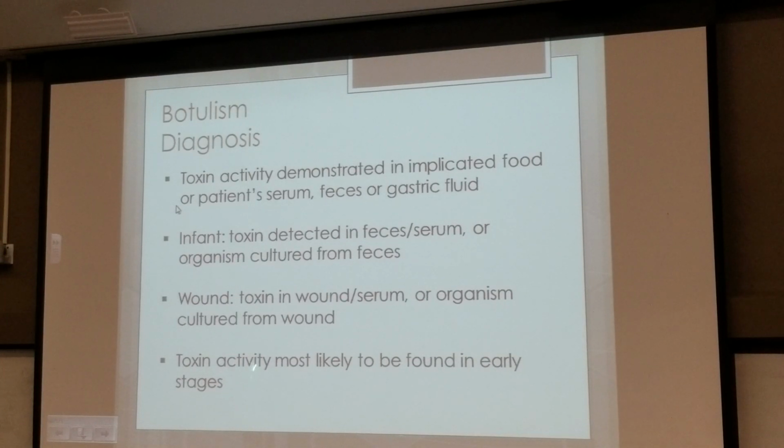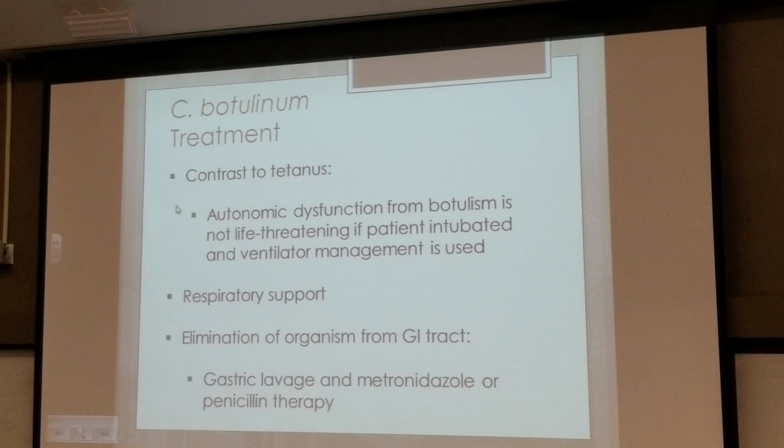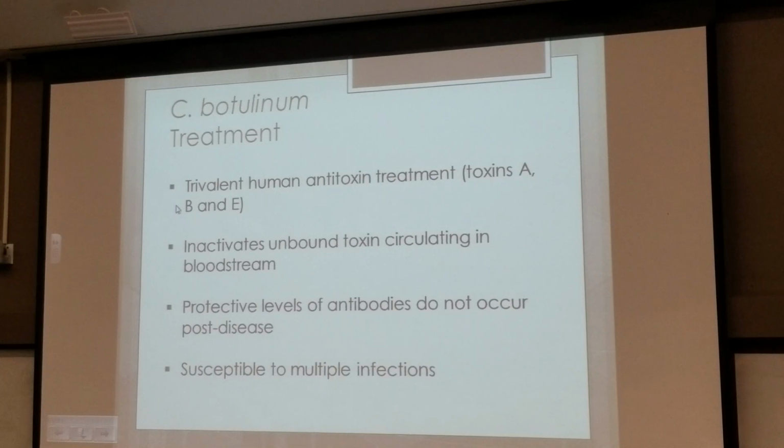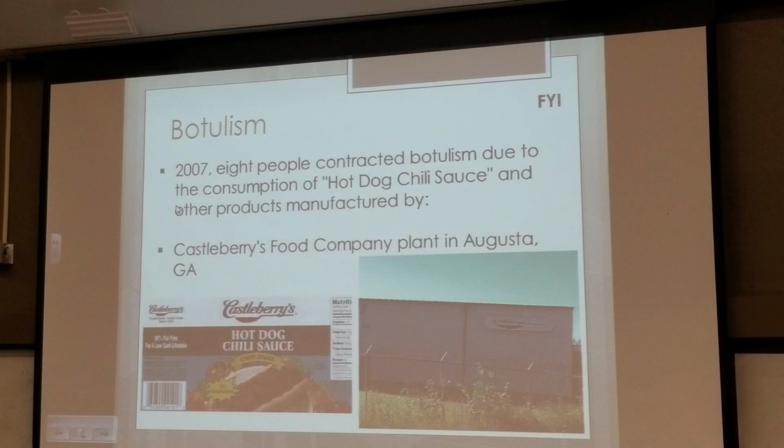So basically how do we find it? There are different ways of finding it, but there is no one test that's completely sensitive for botulism. So particularly with foodborne, a bit more reliable in infant serum, but when it gets to foodborne botulism, not particularly sensitive. Here, contrast to tetanus. So obviously, you need to know the contrast to tetanus for yourself. You've got the toxin treatment. Again, only unbound toxin. And you might need breathing apparatus and things like that.